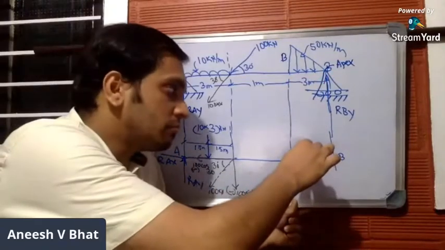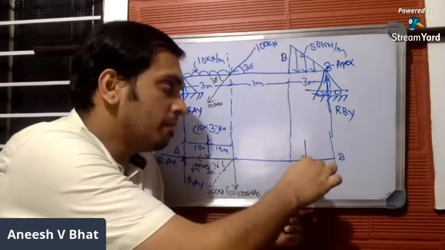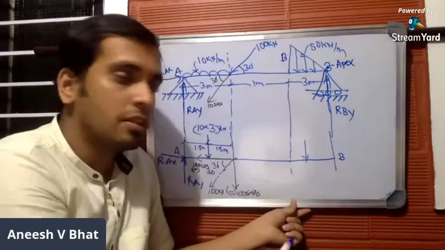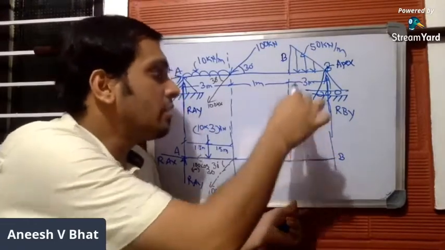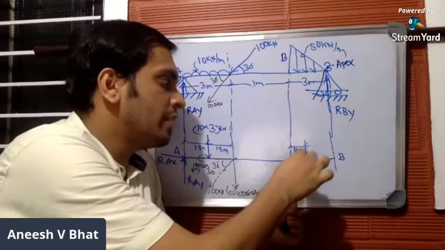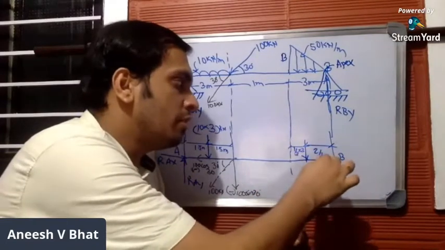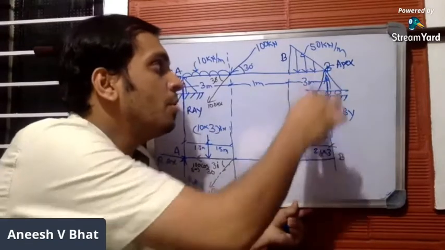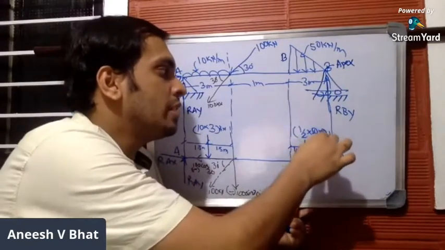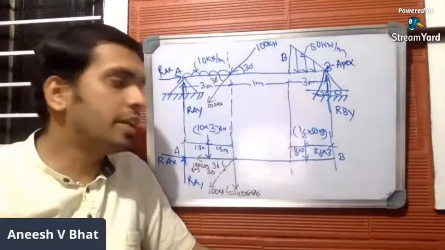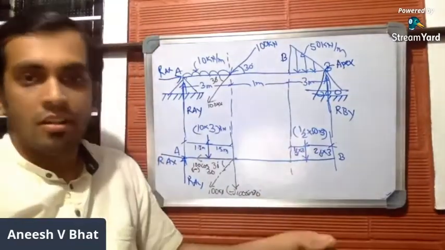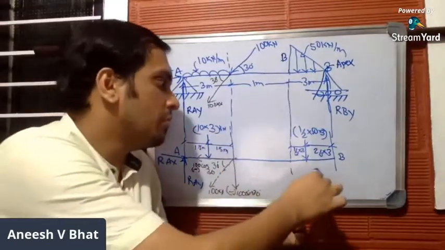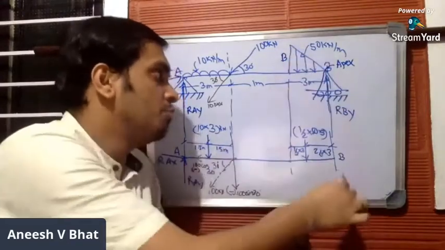So let me draw it here. Let me draw the point load. This is the base, so it will be 1/3 of 3 from the base and 2/3 of 3 from the apex. Its magnitude should be half into 50 into 3. Hope this is clear. This is the point load you have from the UVL.